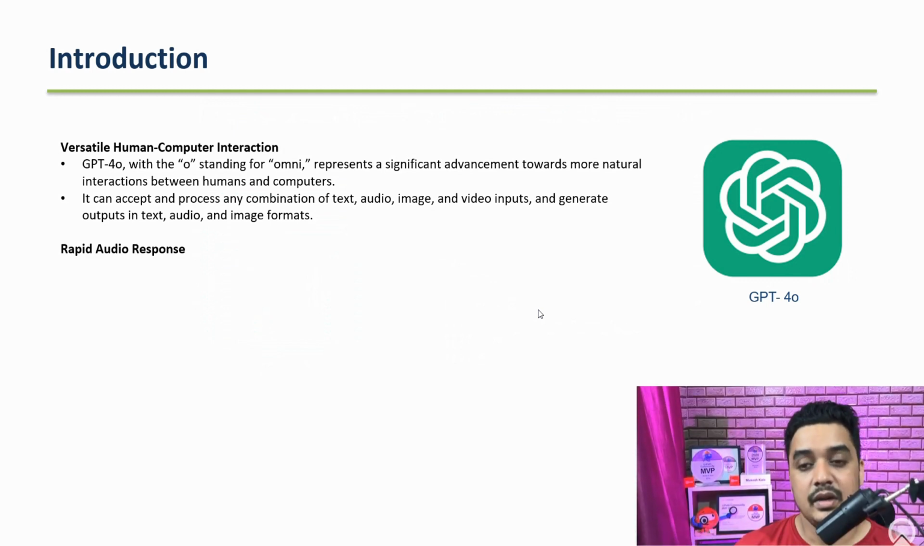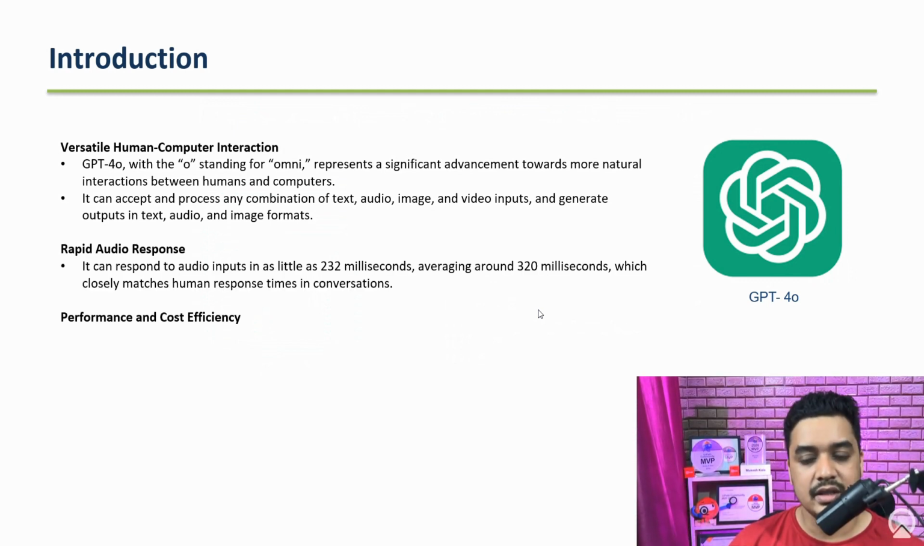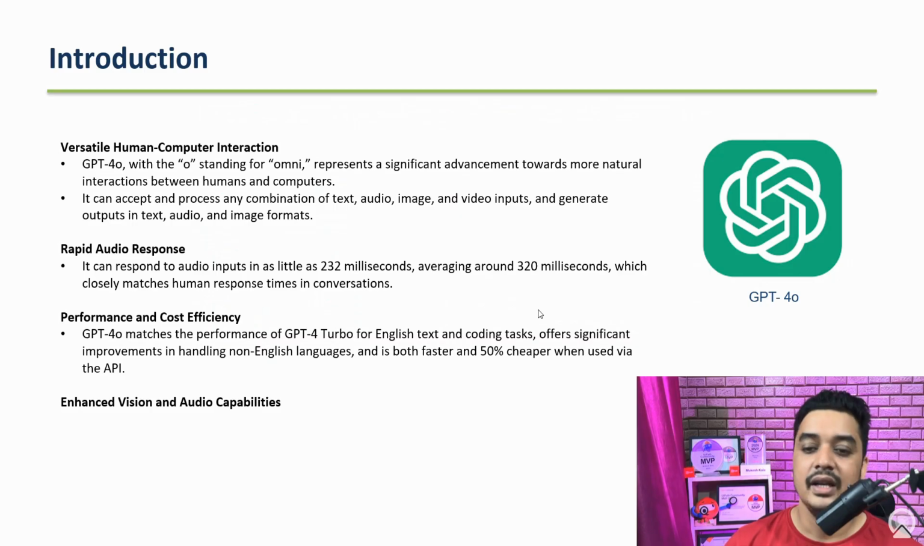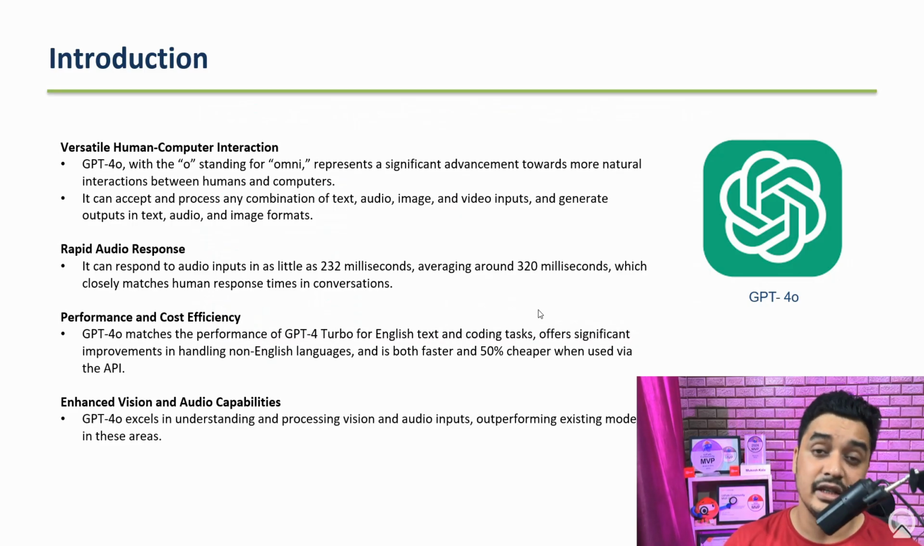GPT-4o has rapid audio responses. It has better performance. It is more cost efficient, right? These are all the stats which I have got from the internet. It has enhanced vision as well as audio capabilities, and in terms of cost this is 50 times cheaper than the other models, right?